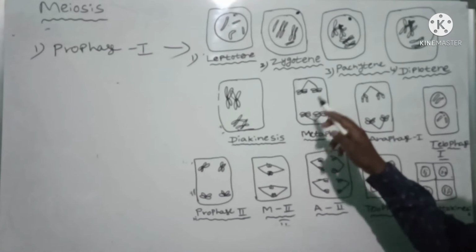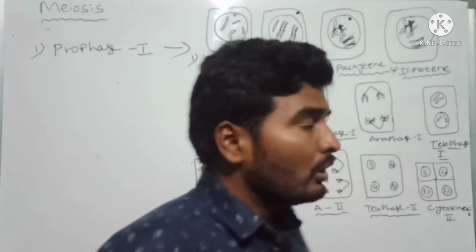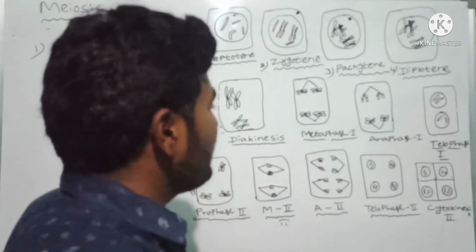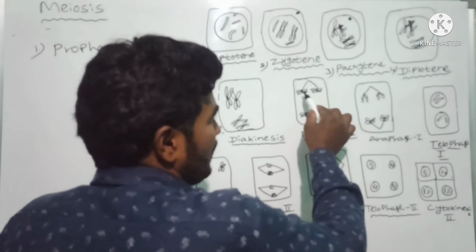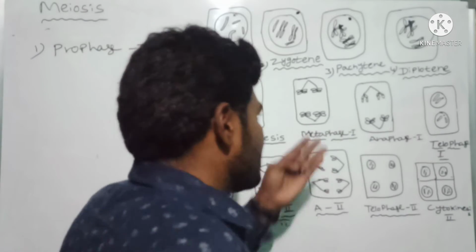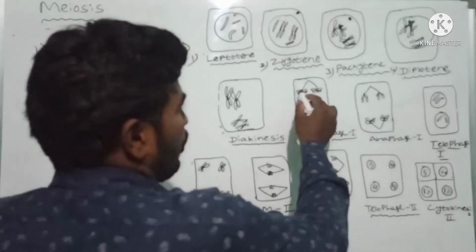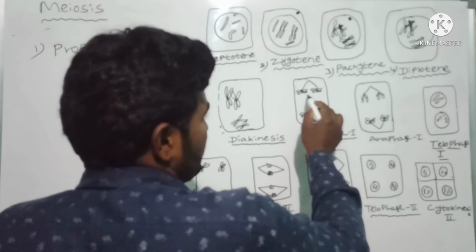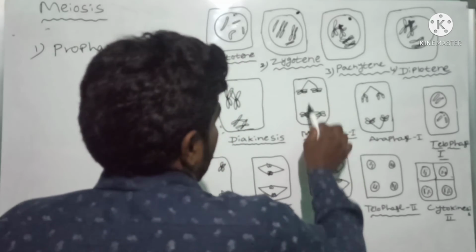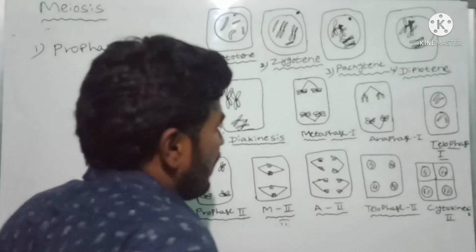Metaphase 1. What happened? These chromosomes can migrate towards the equator plate, towards the centromere of bivalent chromosomes. The centromeres of these bivalent chromosomes can separate, and the centromeres of the bivalent chromosomes are present on opposite sides of the equator.